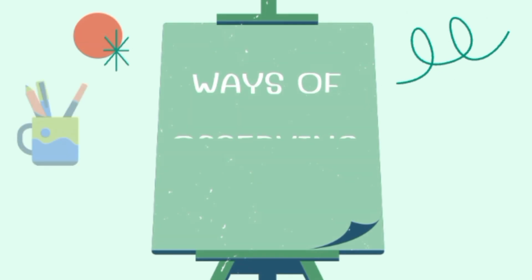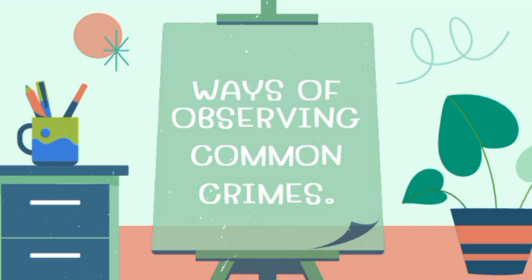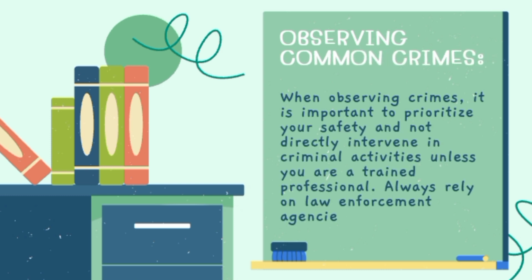Quickly, let's look at the ways of observing common crimes. Ways of observing common crimes, okay? It is important to prioritize your safety when observing common crimes. Pay attention to your environment, be alert, observe the entire scene, and be aware of people's reactions, okay?